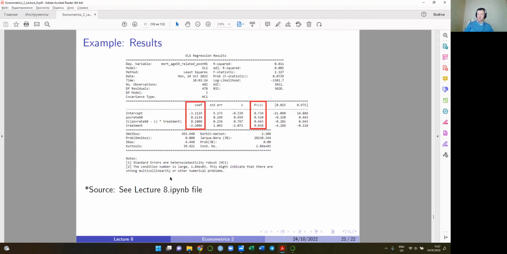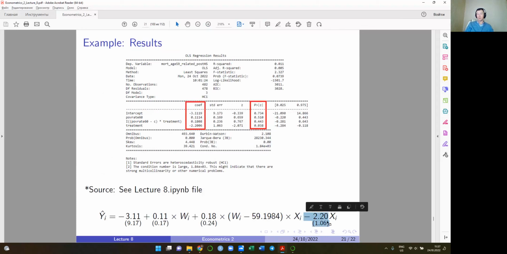So here is the result. Well, let us see the estimated regression line. What is interesting for us is this estimate of this coefficient, minus 220, which is the estimate of the causal effect of this program on the children mortality rate, and this result is statistically significant. It is less than 5%.